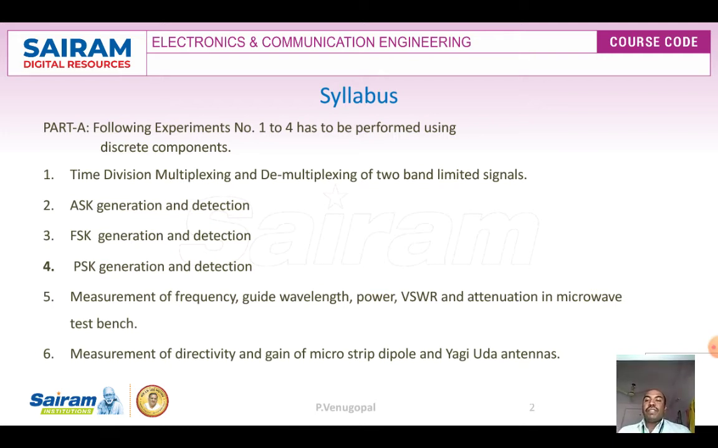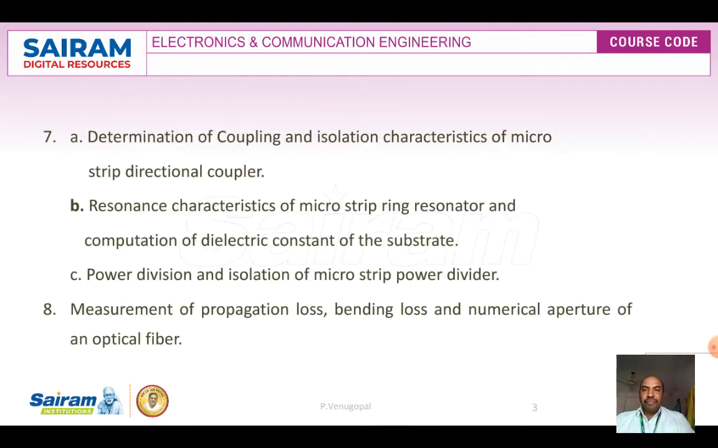Part A, the first experiment is time division multiplexing and demultiplexing of two band limited signals, the second experiment is ASK generation and detection, the third experiment is FSK generation and detection, and the fourth one is BPSK or PSK generation and detection. The fifth one is measurement of frequency, guide wavelength, power, and VSWR in the microwave test bench, and the sixth one is measurement of directivity and gain of the microstrip, dipole, and Yagi antennas.